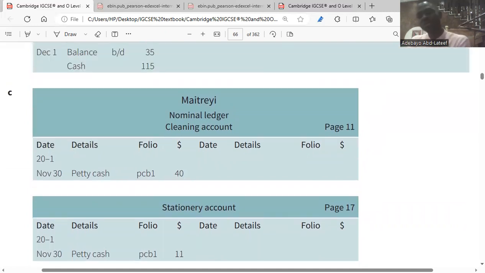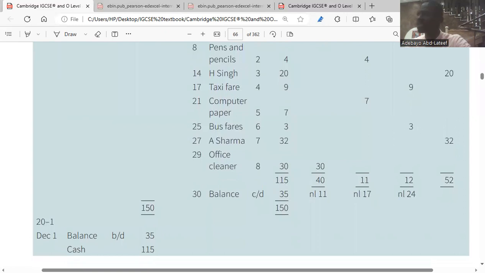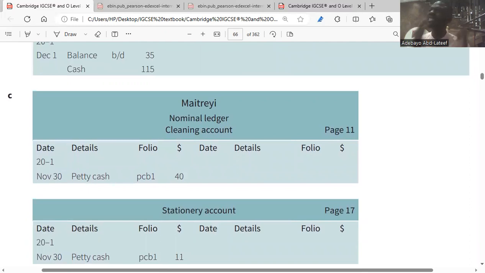So the cleaning account, we have to add all the cleaning. We go back to cleaning. The total of cleaning is $40. Yes or no? Yes. So on the debit side, cleaning will receive $40. That is why it's on the debit side. We talked about the ledger yesterday. Date, details, folio, amount. You debit the receiver, you credit the giver. Now, the cleaning account has received $40, so you debit the cleaning account.